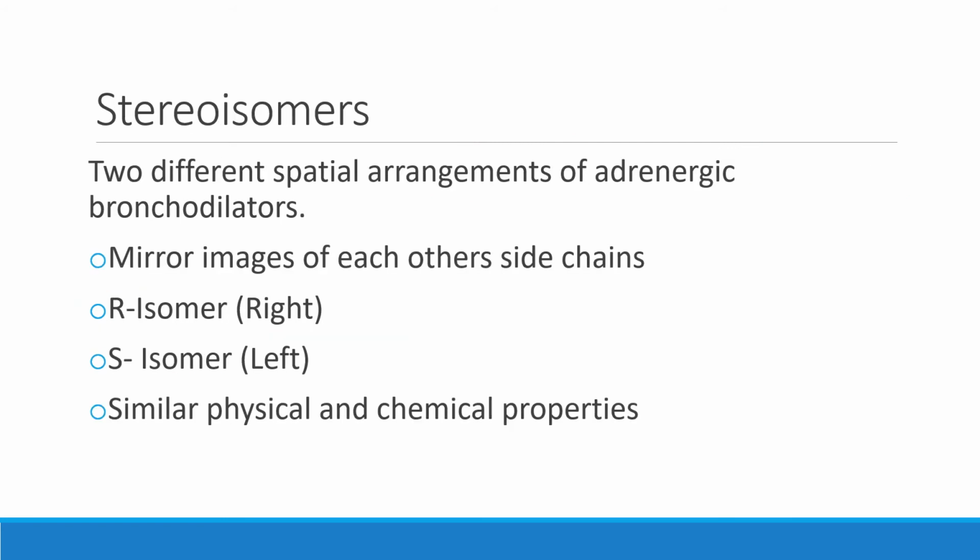So, stereoisomer, it sounds like the name of a band, right? The stereoisomers. There are 2 different arrangements of these, and they're usually mirror images of the other side chains. So we have right-handed and left-handed, right? The R isomer is the right-handed one, the S isomer would be your left-handed one, and they have very similar chemical properties. But the R isomer, also known as the levo isomer, is the good twin, right? The R isomer is the good twin.